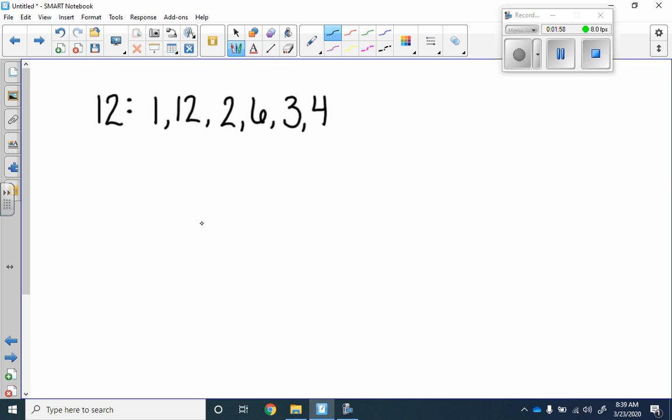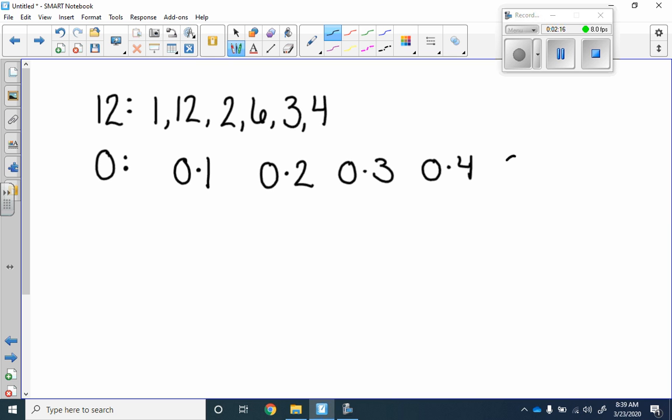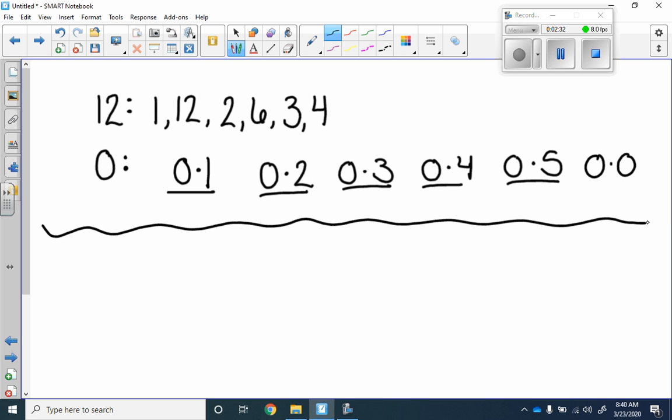Now, if I were to ask you, what are factors of 0? Well, you have an endless supply, because you could take 0 times 1, you could take 0 times 2, 0 times 3, 0 times 4, and 0 times 5. Okay? In order to get 0, when you're multiplying, one of the terms has to be 0, or both could also be 0.